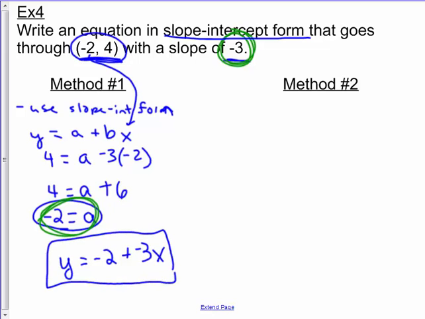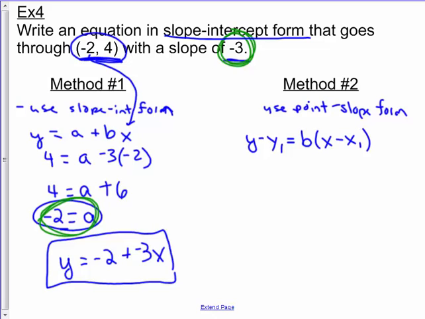Same problem that we did in example 3. In example 3, we did it geometrically with a graph. In this one, we did it algebraically. But we come up with the same equation. So method 2, we're going to use point-slope form. Remember point-slope form, y minus y1 equals b, x minus x1. The y1 and the x1 are simply the coordinates of a point, and my b is my slope.